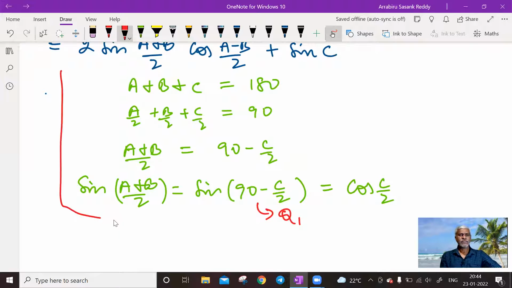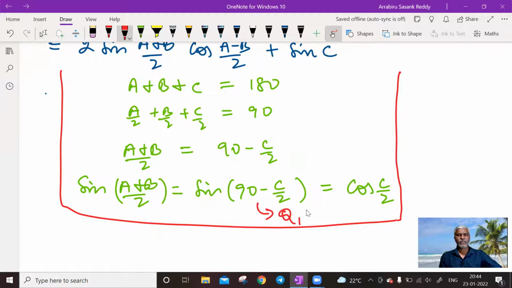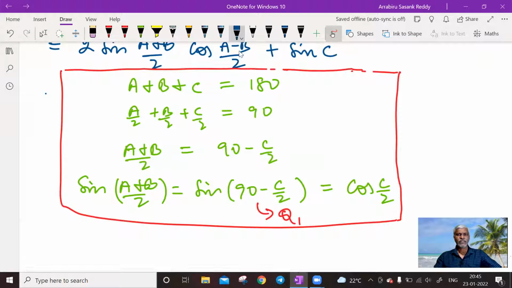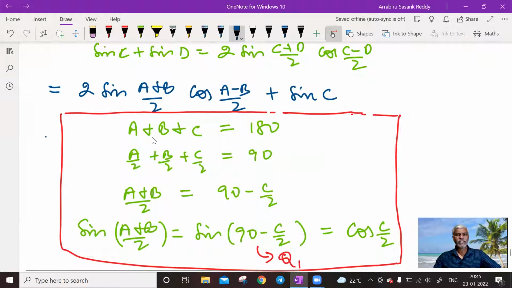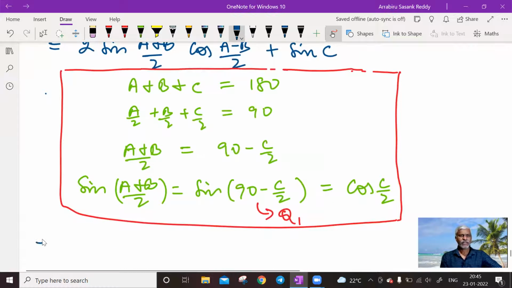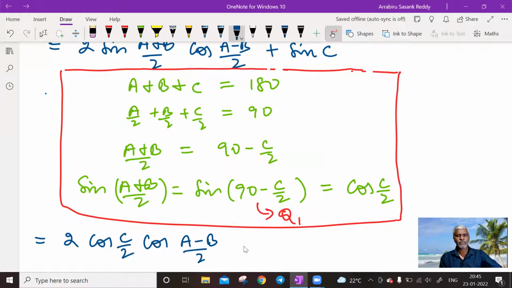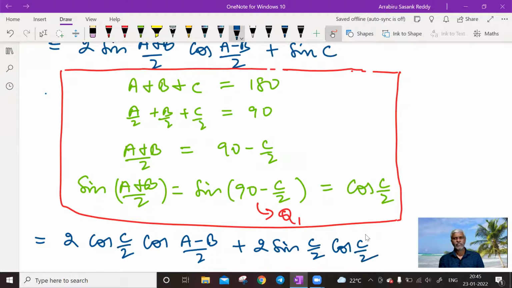So writing cos C by 2 in place of sin A plus B by 2, and the remaining the same, this becomes 2 cos C by 2 times cos A minus B by 2 plus sin C. Now write sin C as 2 sin C by 2 cos C by 2.